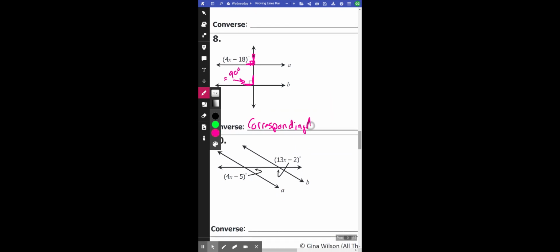Let's look at number 8. Here we have this angle. Here we have this one. Remember this symbol? T equals 90 degrees. This angle and this one, if I classify them, they're corresponding. And what can we say about corresponding angles? Are equal. So I can say 4x minus 18 equals 90 degrees. That means 4x is equal to 108. x is equal to, I believe it is 27. Yeah.